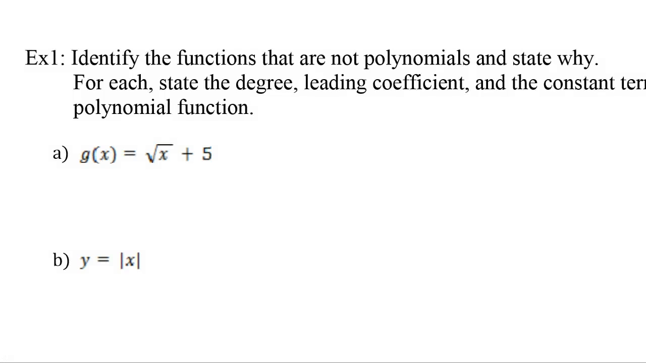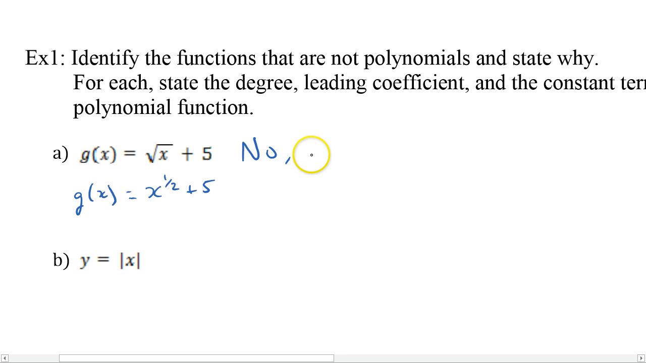So looking at our first one, is this a polynomial? The answer is no, it is not a polynomial. Why is that? Well, looking at that square root of x, you're kind of going, what's up with that square root? We don't see that very often. Another way to write the square root of x is x to the power of 1/2 plus 5. And then it becomes very clear that the exponent is not a whole number. Whole number, little shorthand there.